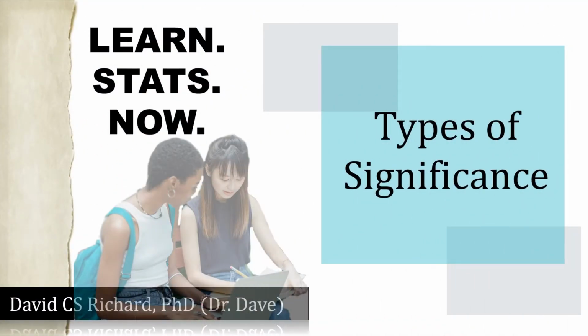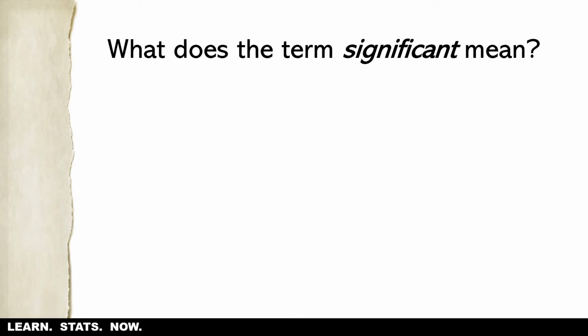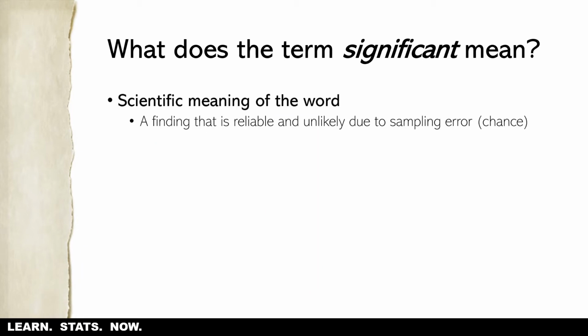All right, let's talk about what we mean by the term significance. So what does the term significant mean? Well, the scientific meaning of the word in statistics is a finding that is reliable and unlikely due to sampling error, or what we might call chance. And typically when we have a statistically significant finding, we have rejected the null hypothesis.